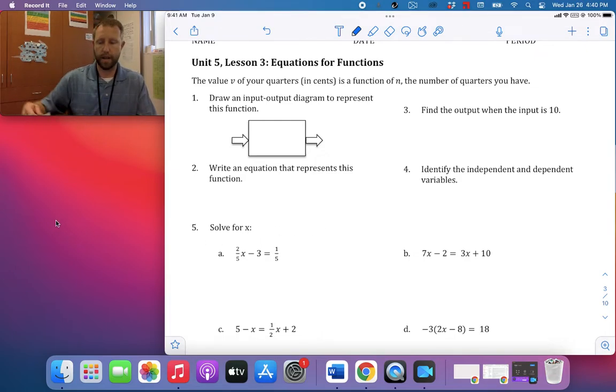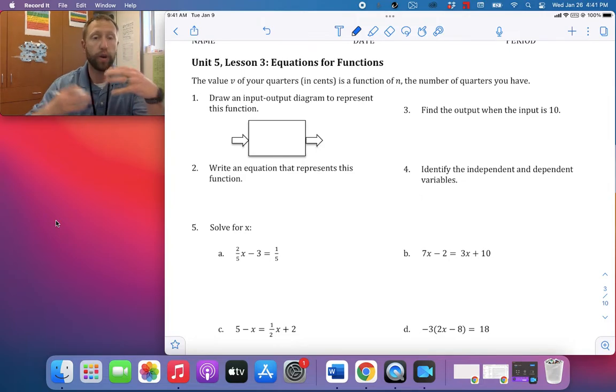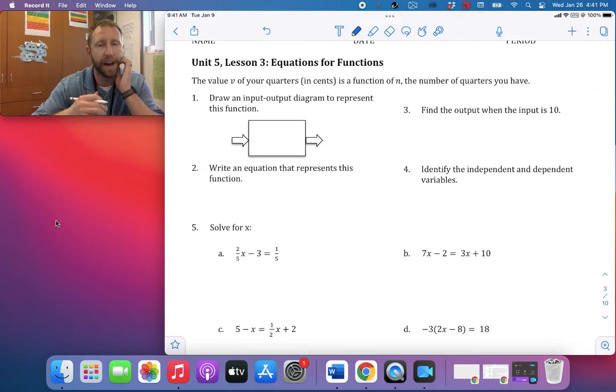Working on Unit 5, Lesson 3 practice problems. So you've watched the notes video. You saw how we can come up with these equations to represent these functions. Now it's time to do the practice problems.